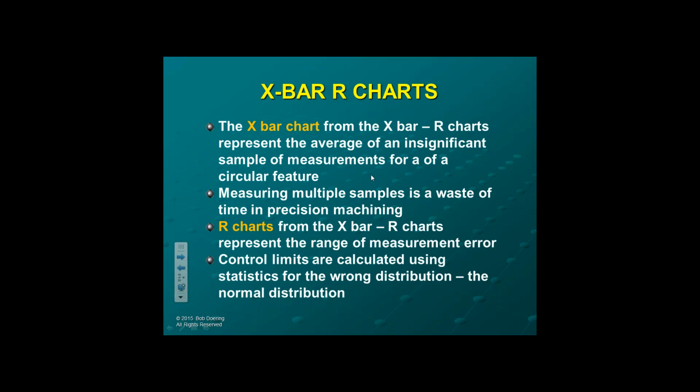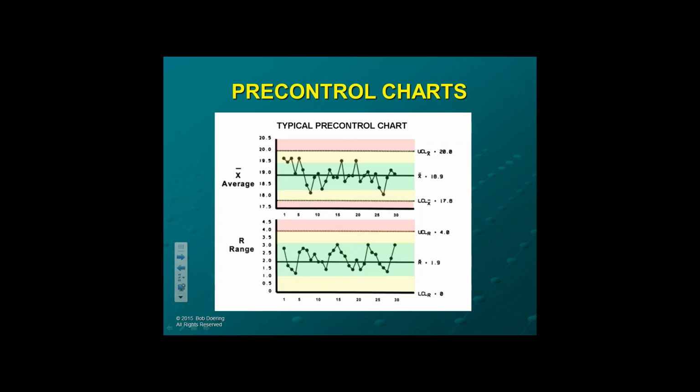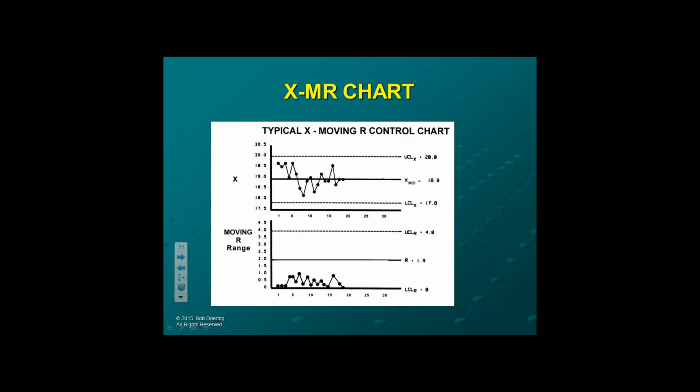And then on top of that, the control limits are calculated using statistics for the wrong distribution. They're based on the normal distribution. You have a continuous uniform distribution. You have the same problem with a pre-control chart. Again, you're only picking up 1 diameter out of all of the diameters. So it's also statistically insignificant.